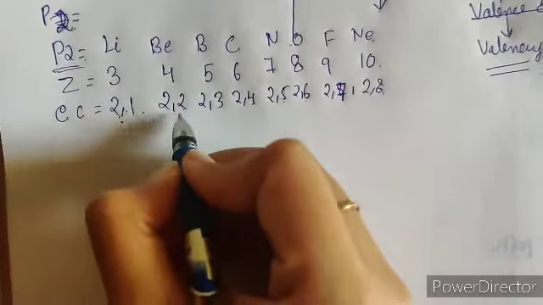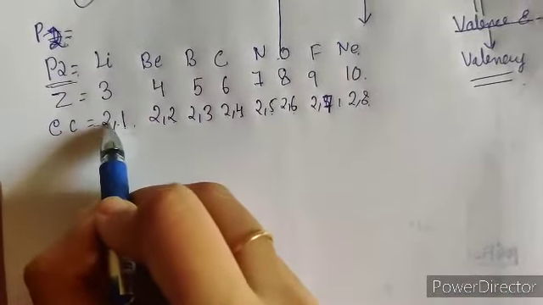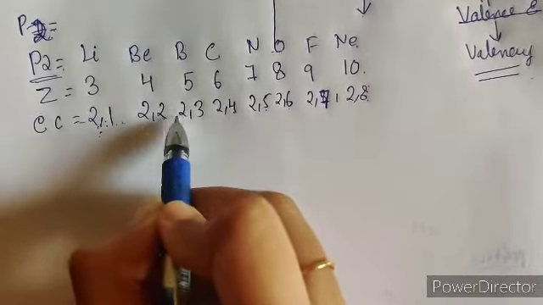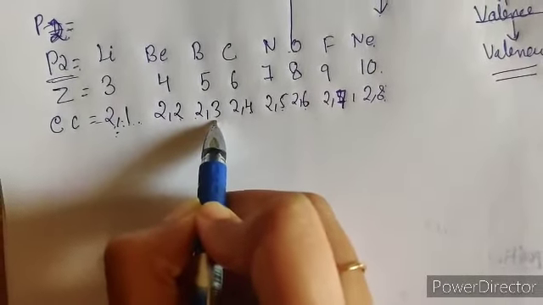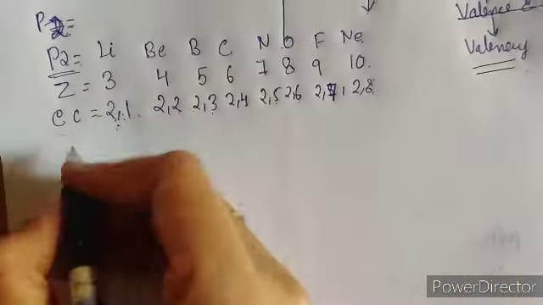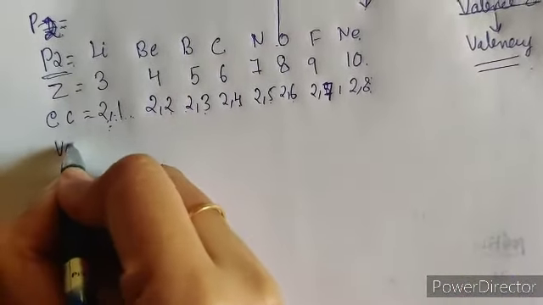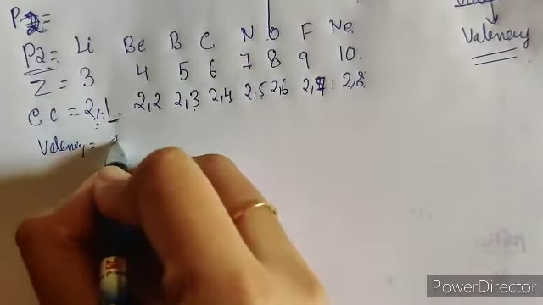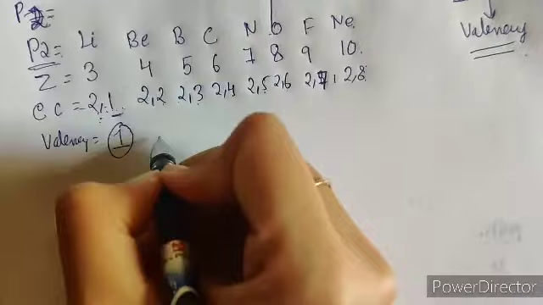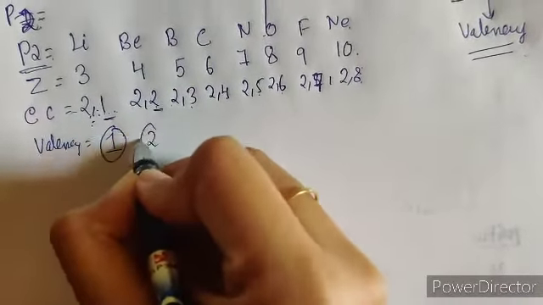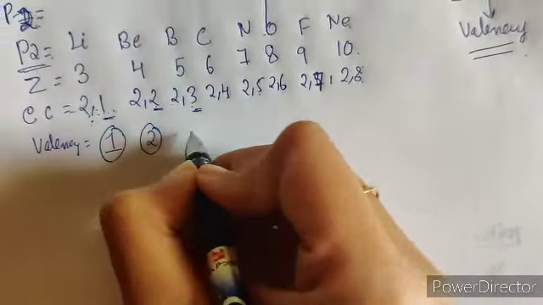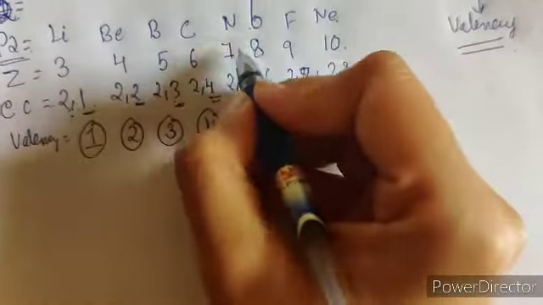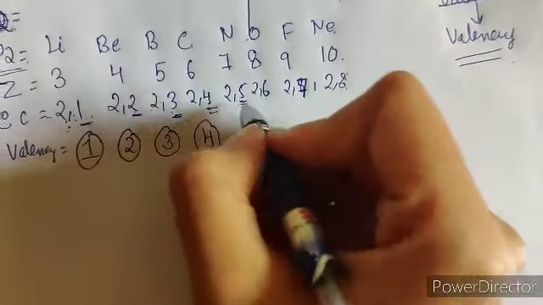What we see when moving across a period from left to right is that the number of valence electrons in the outermost shell is increasing, but the shell remains the same. Now you can find out the valency from the valence electrons. Lithium has one valence electron, valency is 1. Beryllium, 2 valence electrons, valency is 2. Boron, 3, valency is 3. Carbon, 4, valency is 4. Nitrogen has 5 valence electrons.